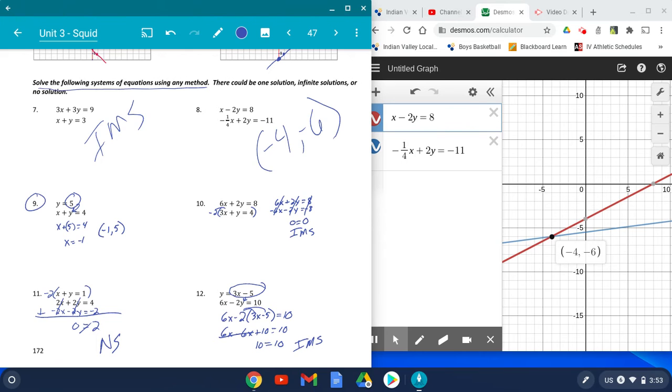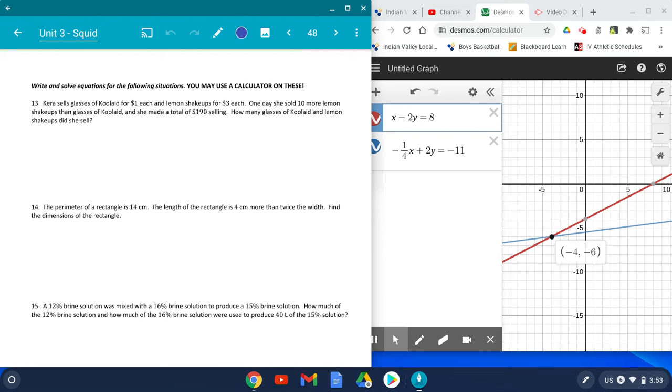And let's finish out this last page. Oops, we got 2 pages left. Sorry. Back to work.